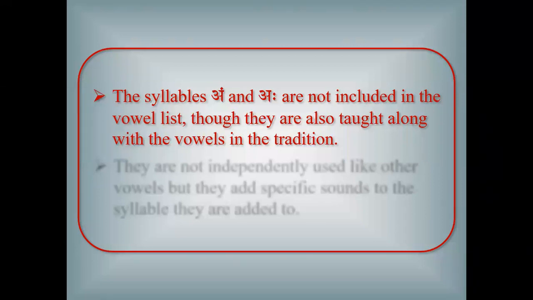But really speaking, they are not included. Only 13 vowels. The dot at the top of the letter A can be applied to any vowel, not only to A. Similarly, the colon applied to the letter A can be applied to any vowel. So, it need not only be the letter A. Therefore, they are not considered part of the vowels. Because to any vowel, you can add this. Then you would have to consider all the vowels. So, therefore, this is AM AHA, which stands for all the vowels.